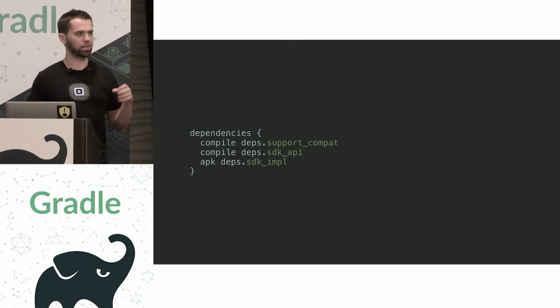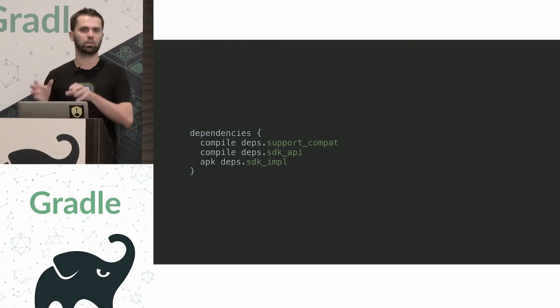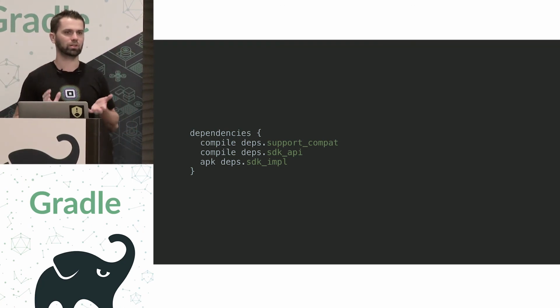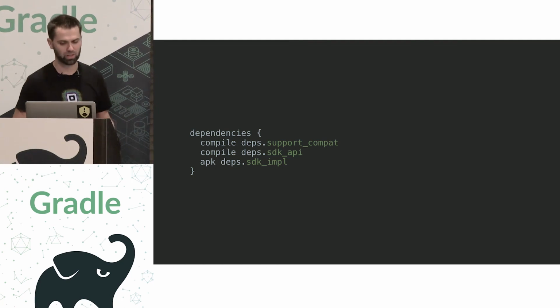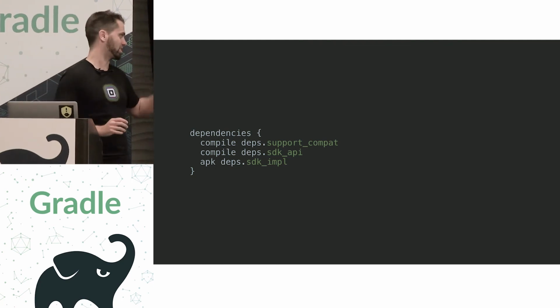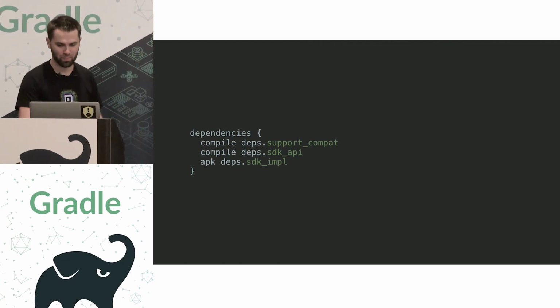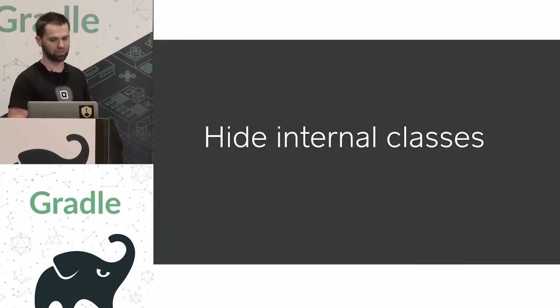But what that means is that all of these classes that are in this jar are going to be included in the APK, but they will not be available in the class path of the IDE, in the class path of the developer. So you cannot reference the classes directly. That is exactly what we wanted. We just needed to know that this existed, and we didn't. So that's great. We can hide internal classes using the APK scope.